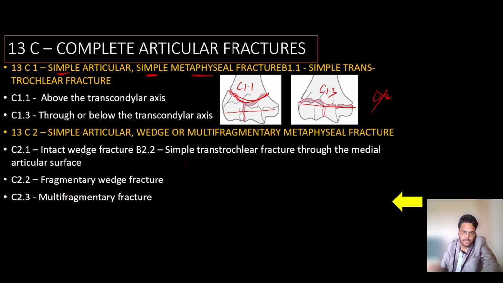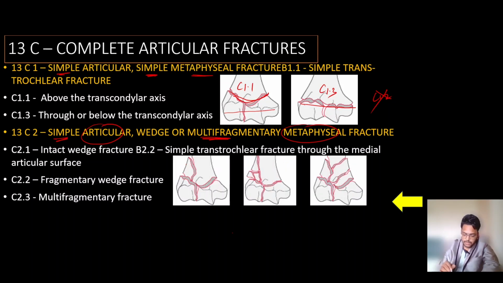Okay. So C2, the articular part is simple, but the metaphyseal part is multifragmentary. In all three, the articular part is simple. For the intact wedge, it is C2.1. If it is a fragmentary wedge, it is C2.2. If it is multifragmentary, it is C2.3.